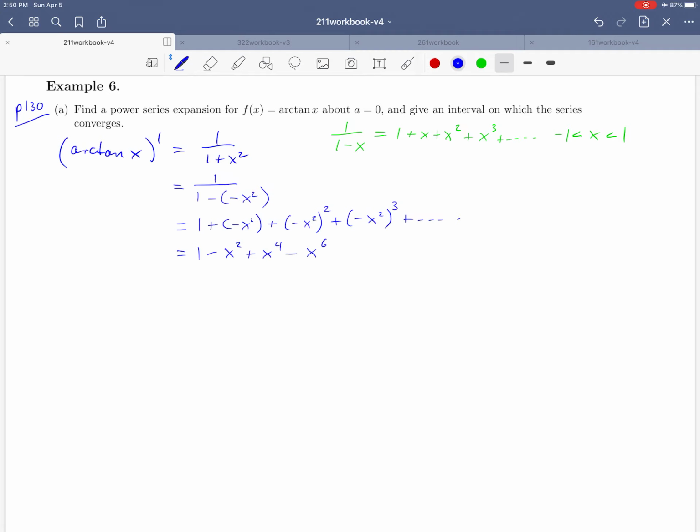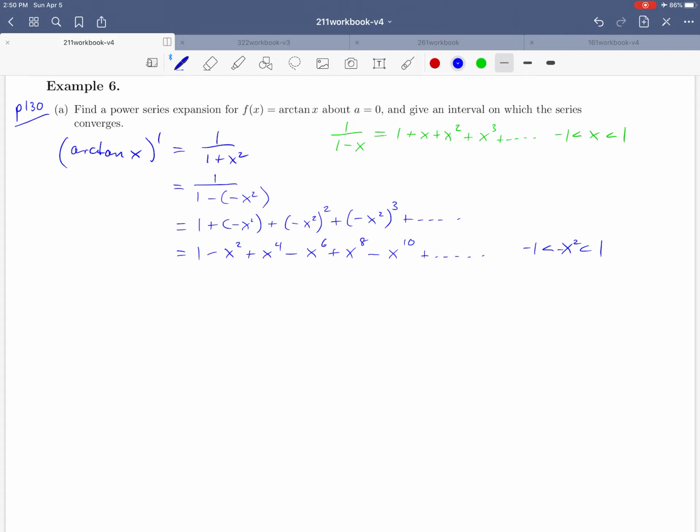And even without having written out more terms, we can see the pattern. It's alternating, and we have all the even powers of x. So we have plus x to the 8th minus x to the 10th, and so on, going on forever. And this should be valid when -1 is less than minus x squared is less than 1.